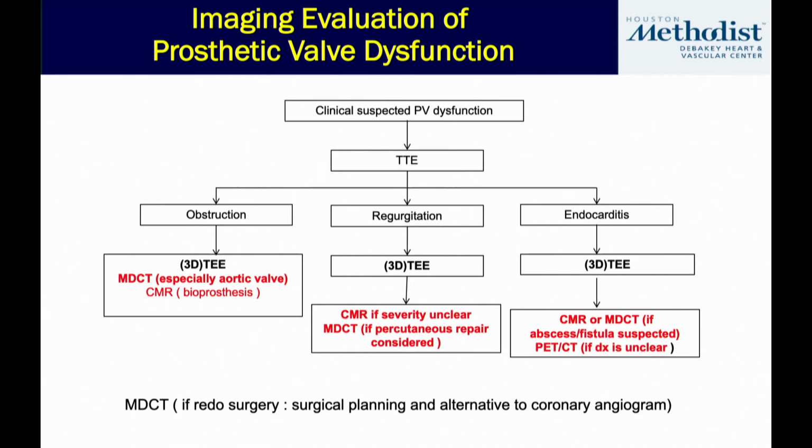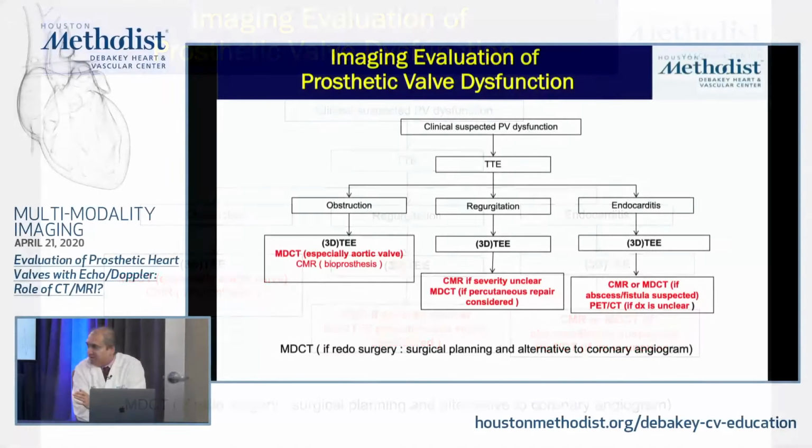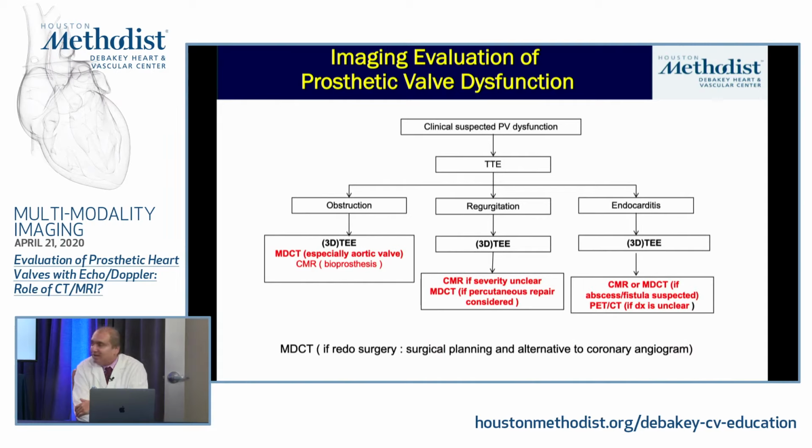And I think the strength of CT there is that it may also be able to help you to discriminate between thrombus versus pannus. CMR could be helpful for stenotic lesions, again, if we're dealing with bioprosthetic valves, but not for mechanical valves. And then for regurgitant lesions, I think that's a case where CMR could be helpful for severity, TE or CT could be helpful for mechanism. And then obviously transesophageal echo also has a significant role as well.